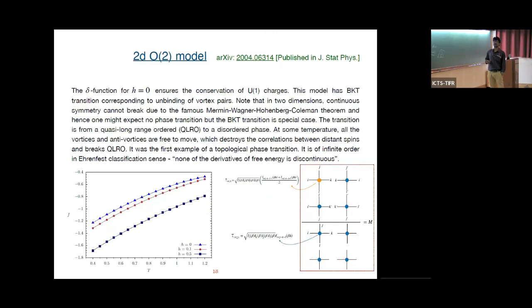And this model was interesting for us because it has the famous BKT phase transition, which is unlike any of the transitions we usually see in statistical systems. None of the derivatives of the free energy is discontinuous. So if you compute any numerical derivative of this, you cannot see the sign of a phase transition. But what is interesting is that there are other ways in which we can detect this phase transition. It was studied in the 90s using Monte Carlo methods and other methods. But obviously, we want to study it using tensors, and this is what we did.